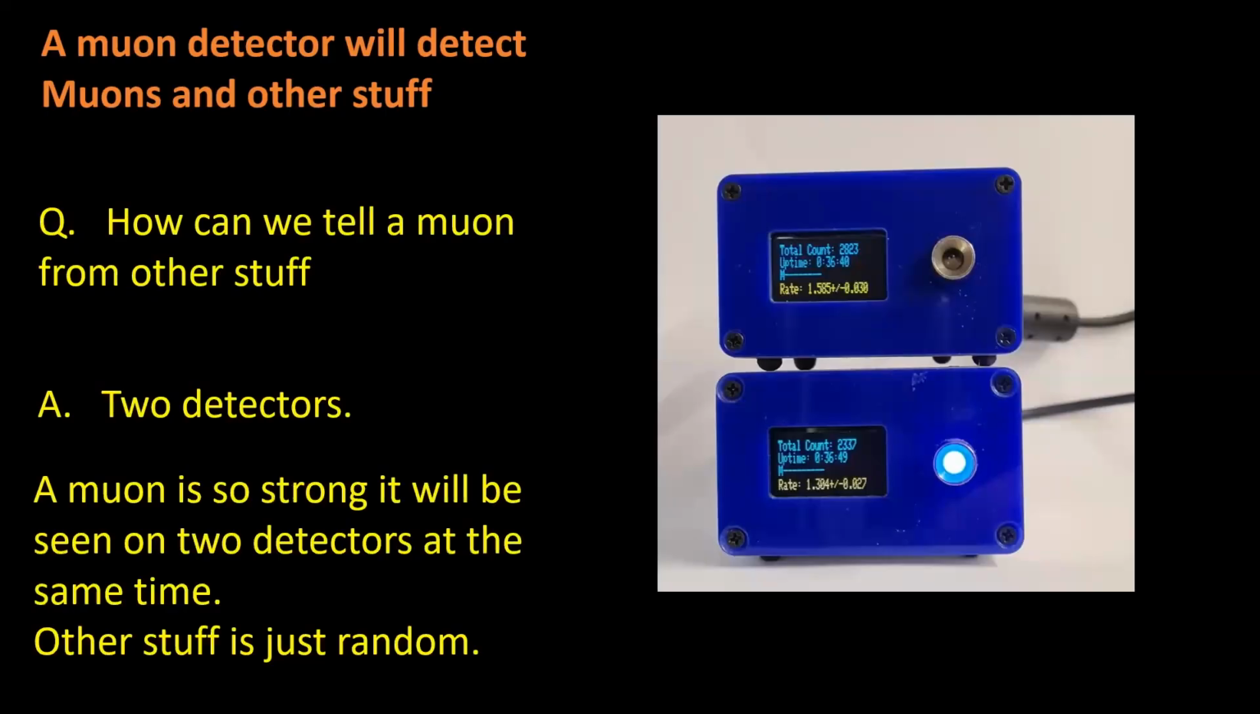Hannah? Can you buy them in pairs or can you get one separately? Yes, you can buy them in pairs, and you can buy them individually. Lisa, Mary, what's the actual detector bit? Oh, that's the next slide, I think. A muon is so strong, it's seen on two detectors at the same time. Other stuff is just random.